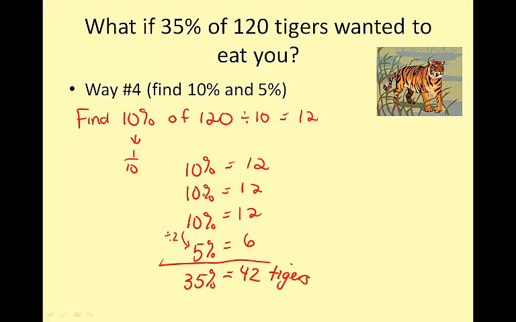Now, this way may seem like a long way to you, but if they're pretty percents, like 20%, 30%, 50%, 70%, something like this might be an easy way to do those types of percents. If you're finding 37%, you may not want to use this way, but it's also a very good way to find percents, and it lets me see that you really know different ways to find percents of a number.